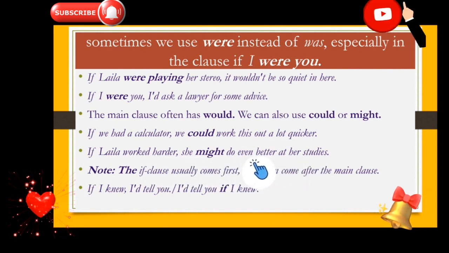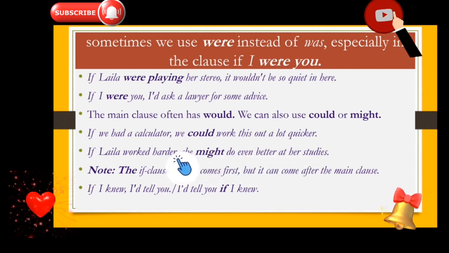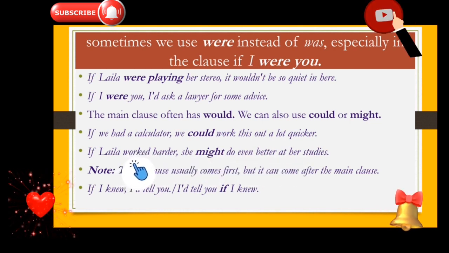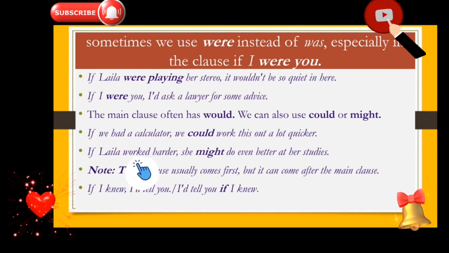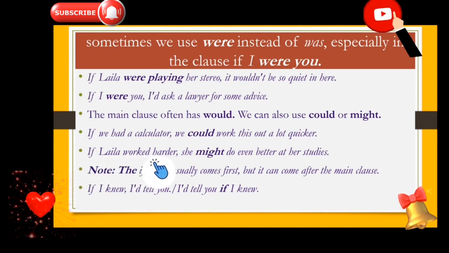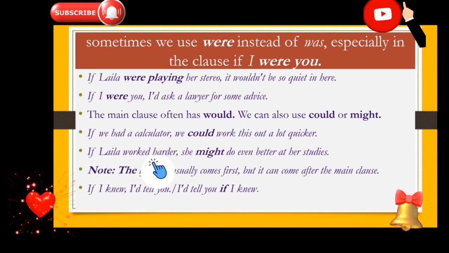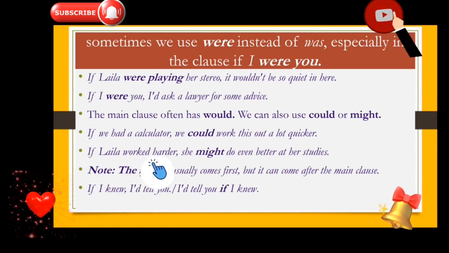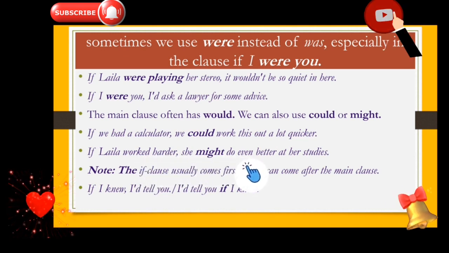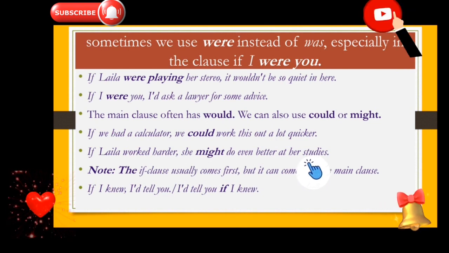Now, next example: if Layla worked harder, she might do even better at her study. Now, is Layla doing better in her study? Result clause? Not at all. Why? Because Layla didn't work harder. We are just imagining a situation that if Layla worked harder; actually she doesn't work harder in the present time. We are just imagining. The situation is unreal. So she might do even better at her study. So she's not doing better in her study because she does not work harder.